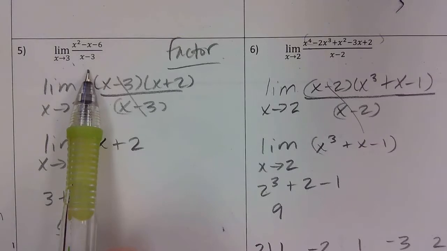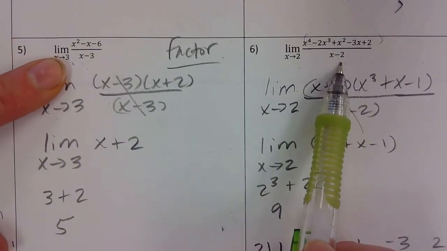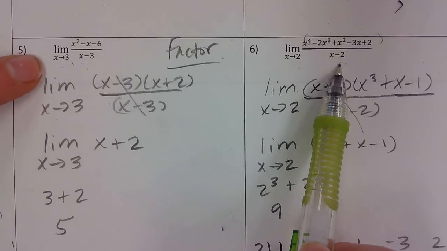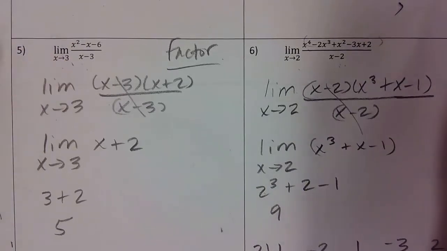So because my denominator was going to be a 0 for both of these, I didn't have to worry about that in problem 4. But in 5 and 6, that number that x was approaching was going to make my denominator 0. I had to go ahead and factor. We're going to look at more strategies on the next page of our notes.